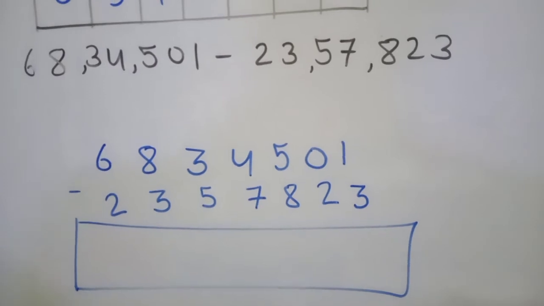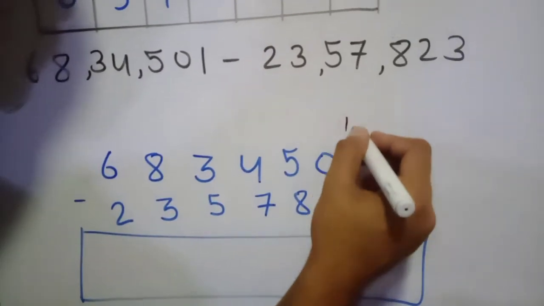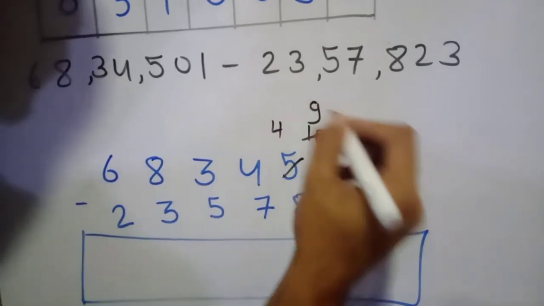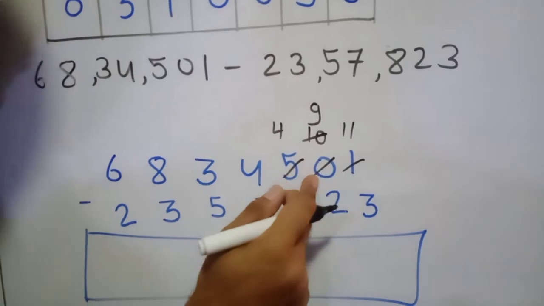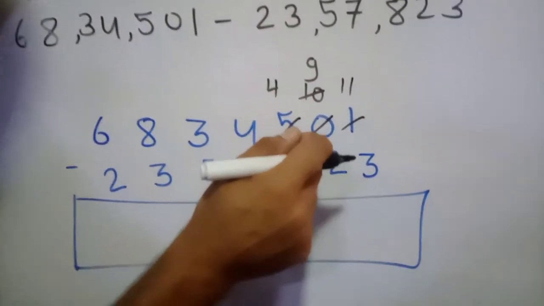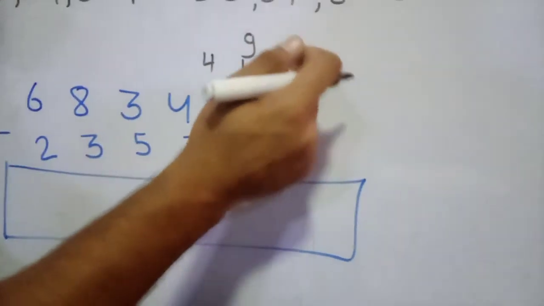Now do the subtraction. Can we subtract this 3 from 1? No. It will become 11. It will become 4, 10, then 9. Because 0 is not capable of giving 1 to this one, it borrows from 5. 5 becomes 4, this 0 becomes 10. Now this 10 gives 1 to this one, it will become 9 and this one becomes 11.